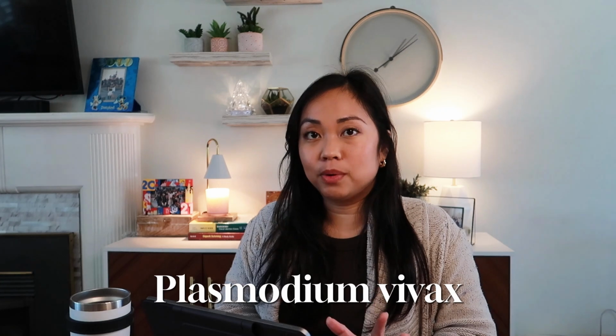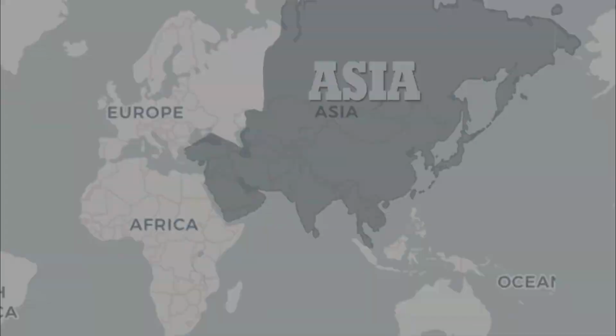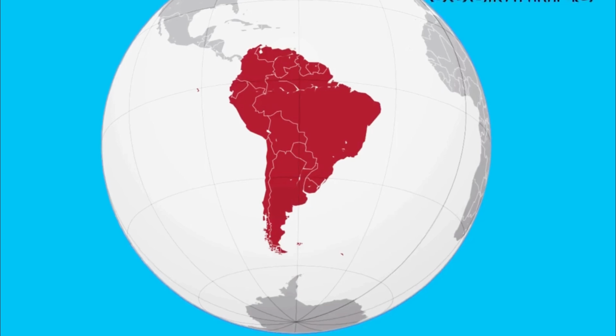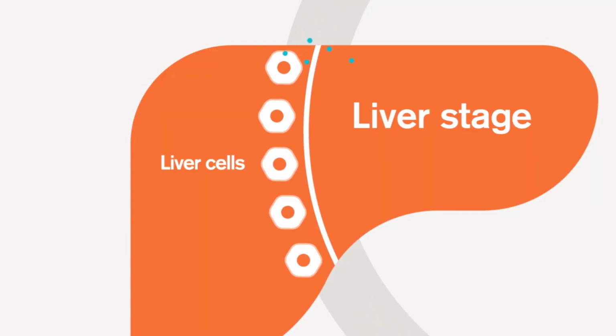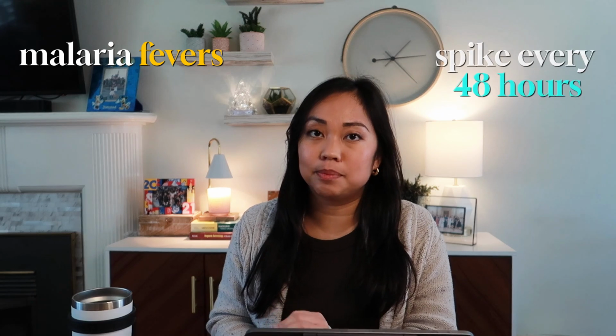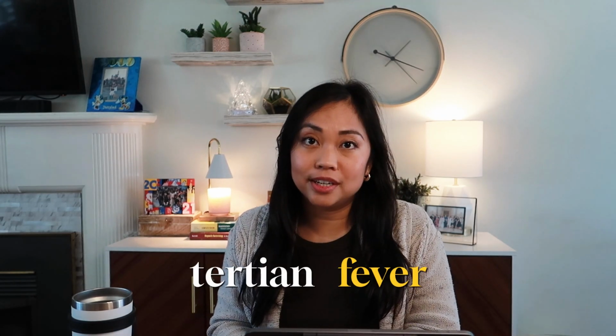The second Plasmodium species I'm going to cover is Plasmodium vivax. Plasmodium vivax is the most widespread species of malaria, found in Southeast Asia and South America. It's less deadly than P. falciparum, however, it has a dormant form where it hides inside your liver as a hypnozoite. The species can cause malaria fevers that spike every 48 hours. This is known as a tertian fever.